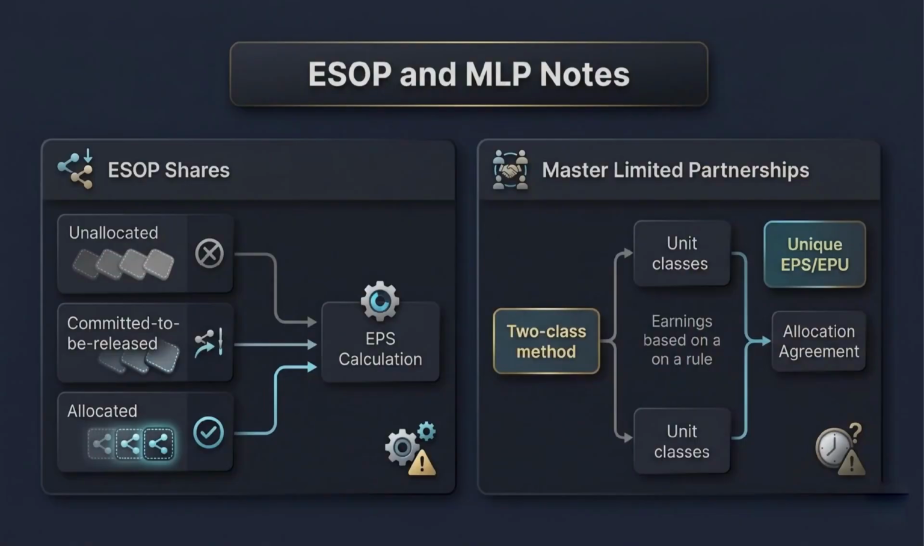ESOP shares and master limited partnerships are specialized areas. For employee stock ownership plans, unallocated shares are generally not treated the same as outstanding shares for basic EPS until they are allocated or committed to be released. Master limited partnerships often use earnings per unit and apply allocation logic under the partnership agreement. The exam strategy is to recognize the issue without overbuilding a full specialized model unless the syllabus clearly requires it.